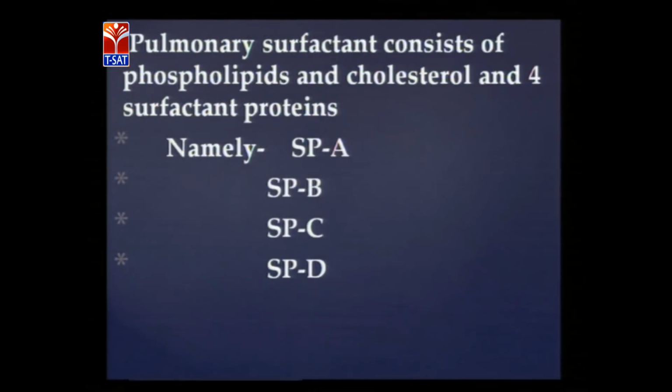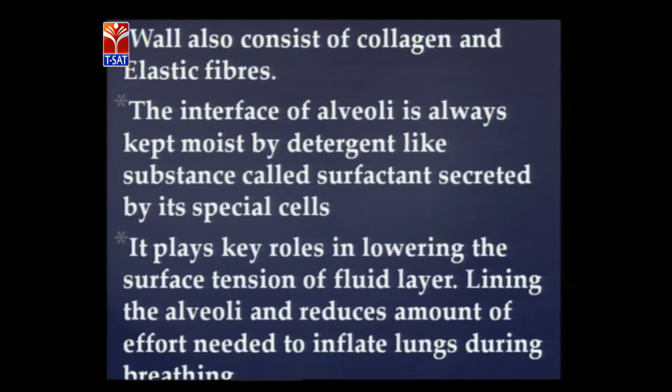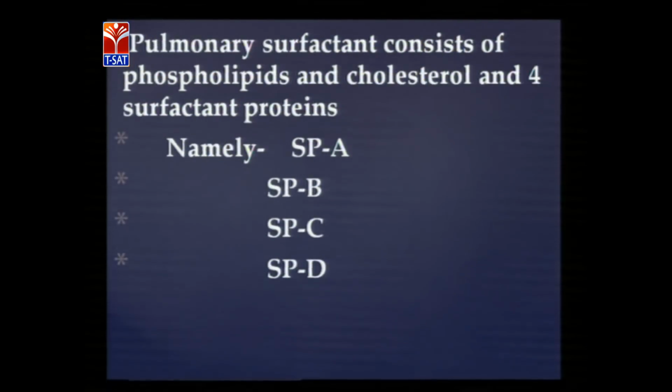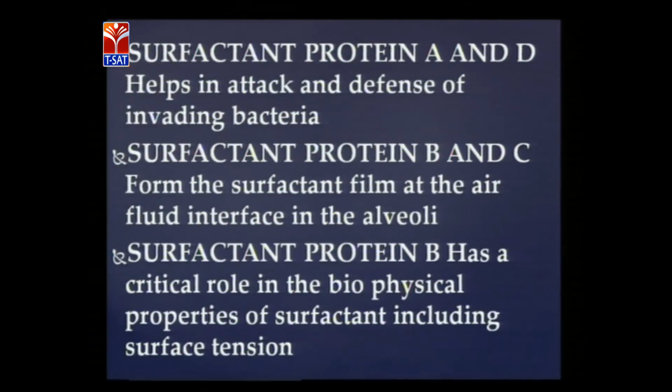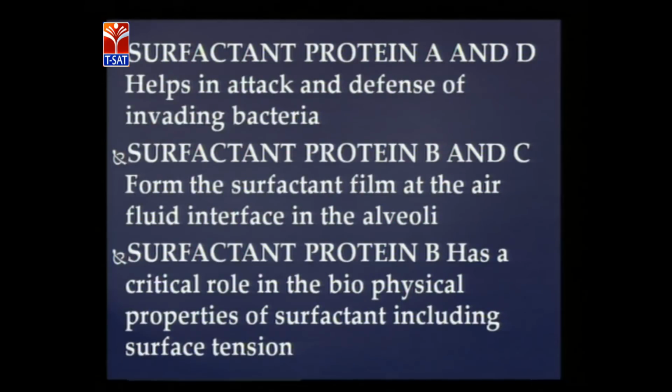And coming to the surfactant proteins, these are produced by a special type of cells. The surfactant proteins are helpful in many ways, as they play a key role in lowering surface tension, and they also reduce the amount of effort needed to inflate the lungs. The surfactant proteins are of 4 types: surfactant protein A, B, C and D. A and D are useful in attack and defense, and B and C are useful to form the surfactant film at the air fluid interface in the alveoli. And surfactant protein B is useful in lowering the surface tension.